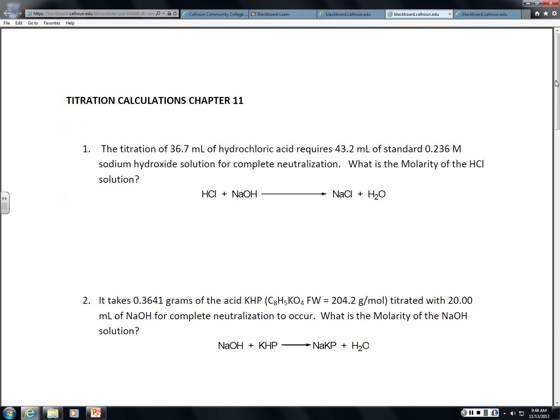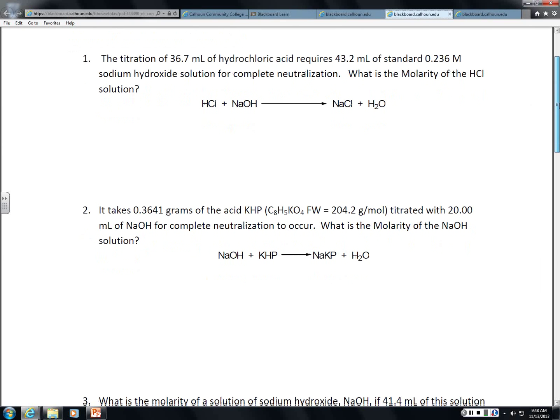Okay, these calculations, so if you got the ones from last exam, these are very similar. So we won't spend too much time on these, but we want to go through these. Okay, so we have HCl, so we have the exact reaction that we performed in the lab. So our neutralization reaction of HCl and NaOH to form salt plus water.